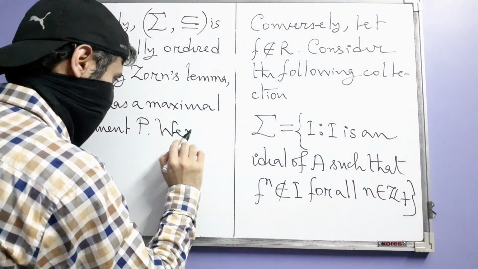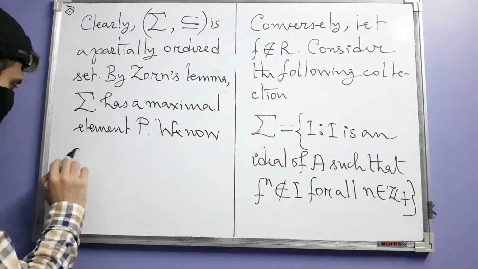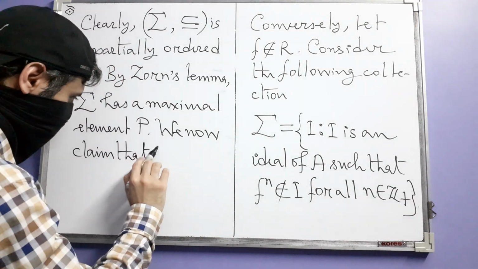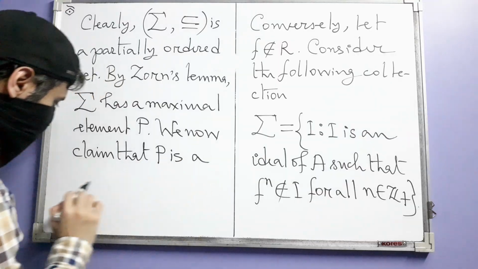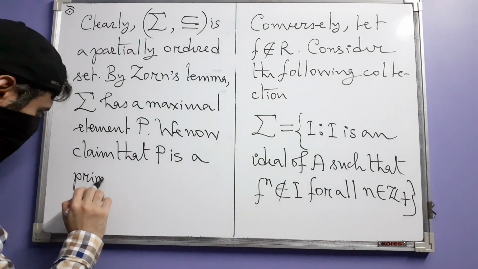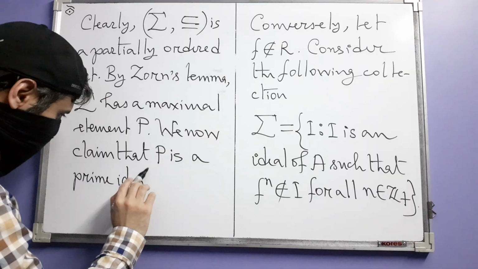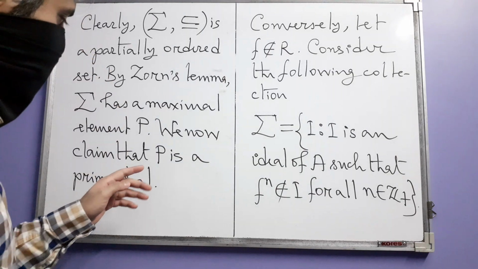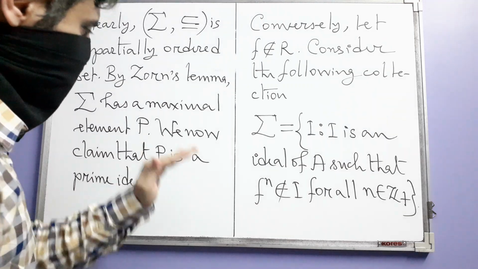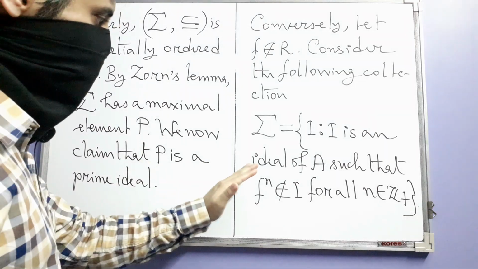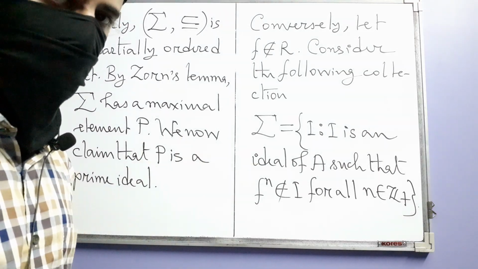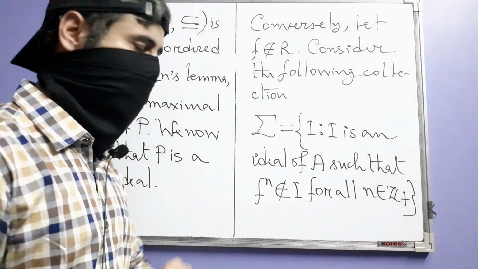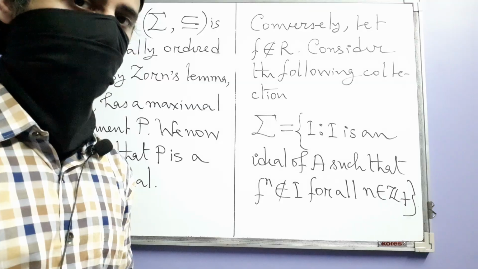We now claim that P is a prime ideal. That however requires P to first of all be a proper ideal. Is P a proper ideal? If not, then of course P is equal to A. But is that possible? No.